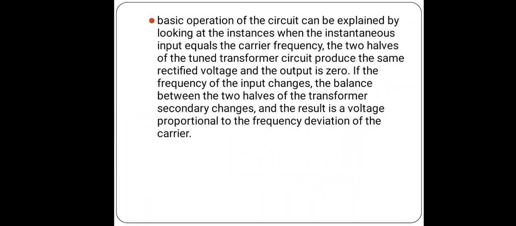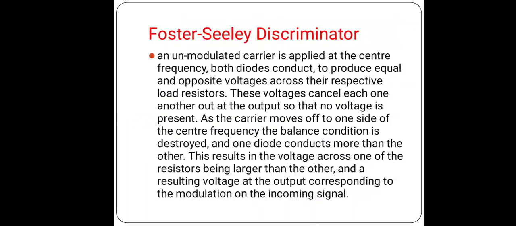The basic operation of the circuit can be explained by looking at these instances. When the instantaneous input is equal to the carrier frequency, the two halves of the transformer circuit produce the same rectified voltage and the output is 0. If the frequency of the input changes, the balance between the two halves of the transformer secondary changes, and the result is a voltage proportional to the frequency deviation of the carrier.